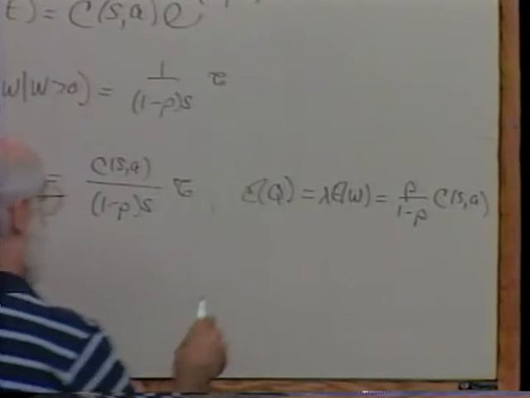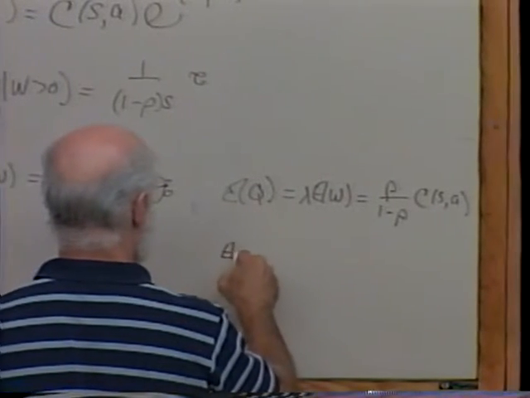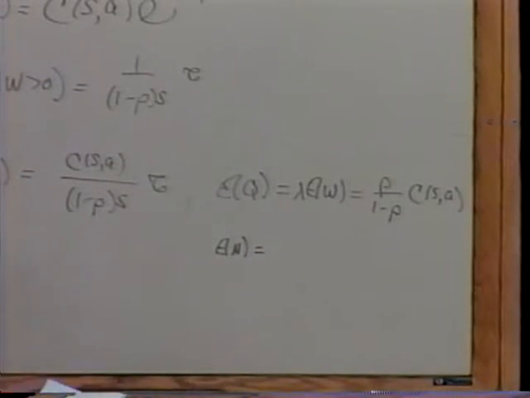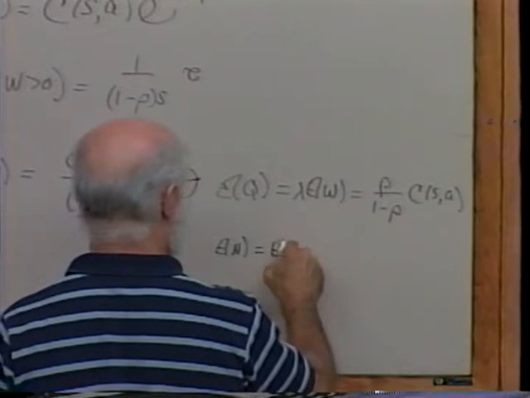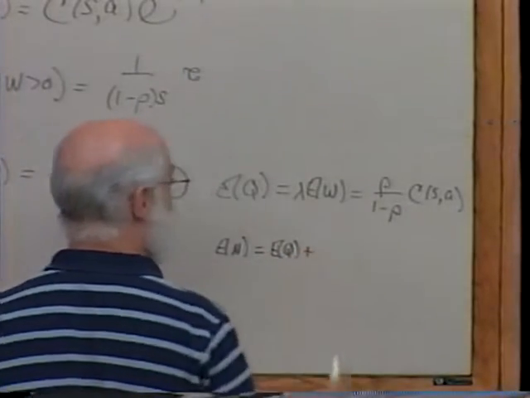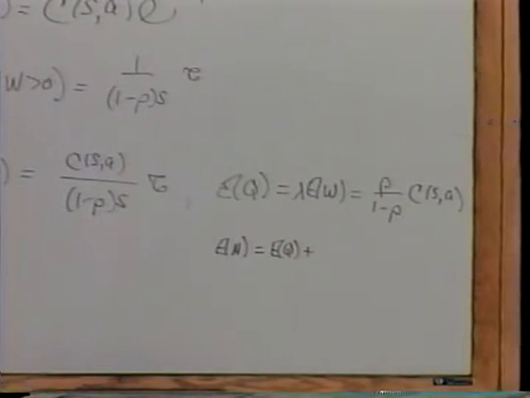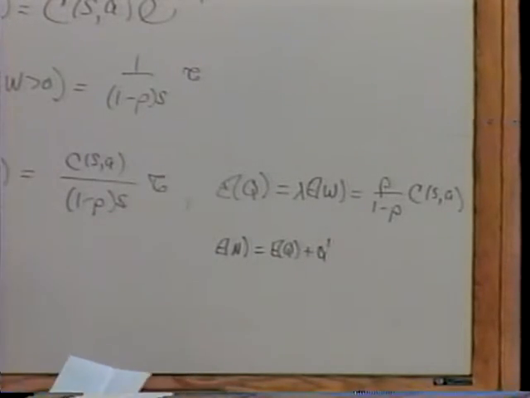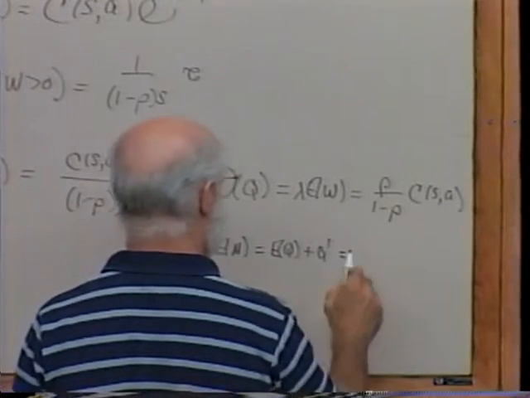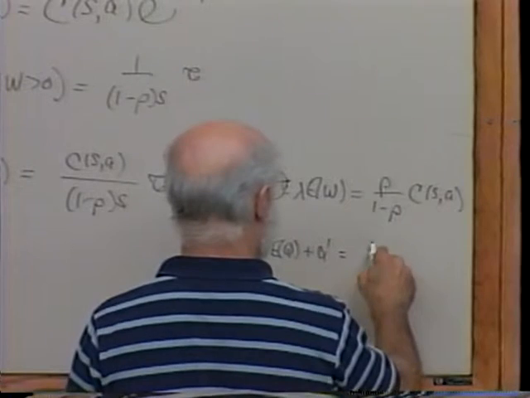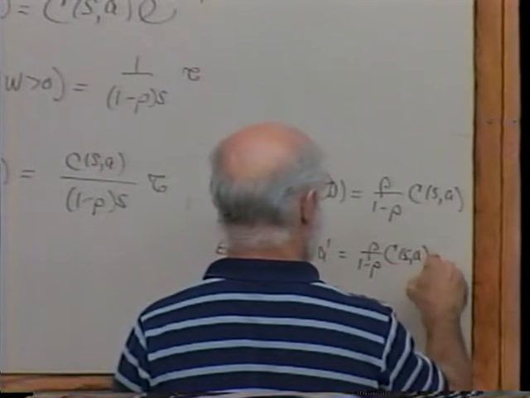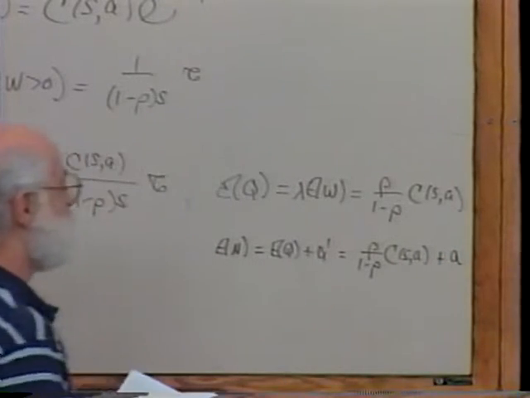OK, how about the average number in system? Well, the average number in system is the average number in queue plus the average number in service. But the average number in service, by definition, is the carried load. And the carried load, of course, is equal to the offered load. So what we're going to get here is rho over 1 minus rho times the Erlang C plus the offered load.